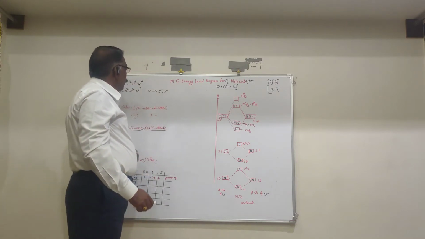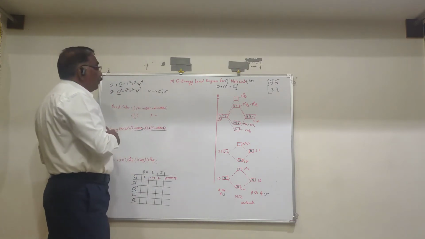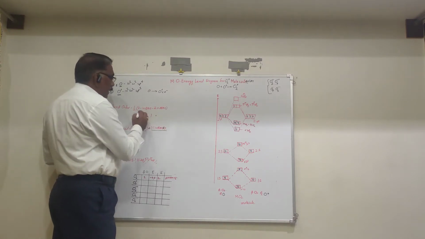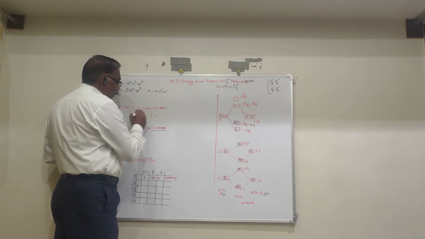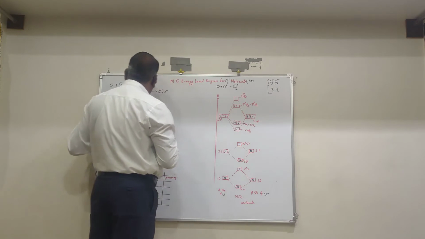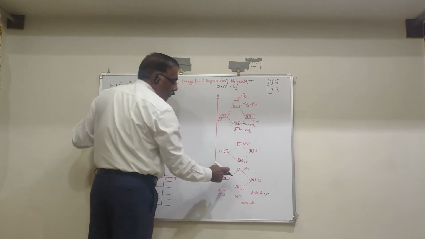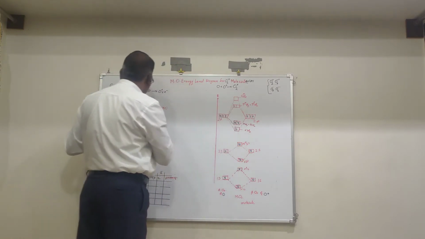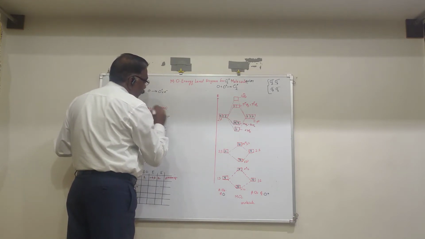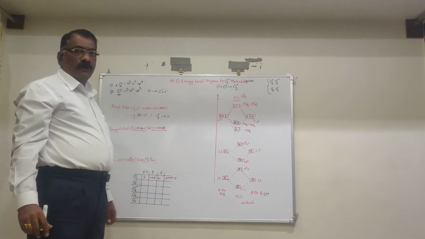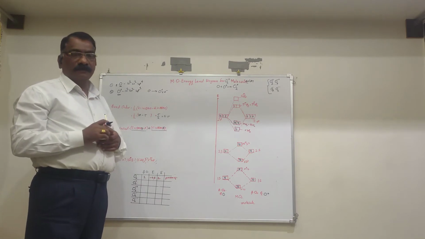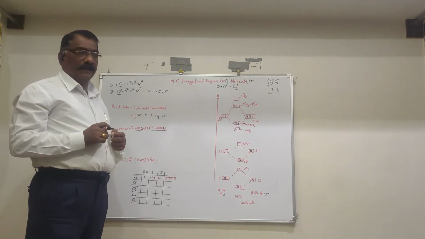Now we are going to see the bond order for O2 plus. The electrons in BMO are 10, as we calculated, and the electrons in ABMO are 5. So 10 minus 5 is 5, and 5 by 2 is equal to 2.5. It has bond order 2.5. That means the bond order increases compared to the oxygen molecule.